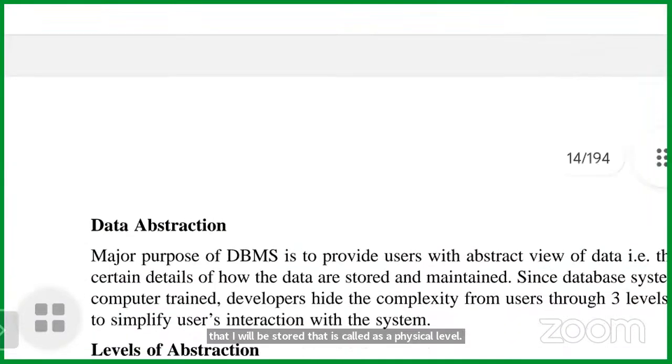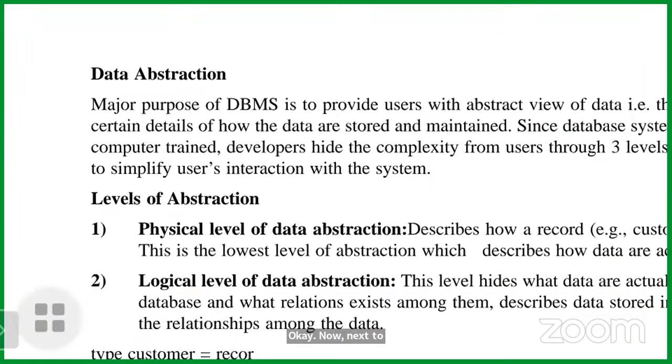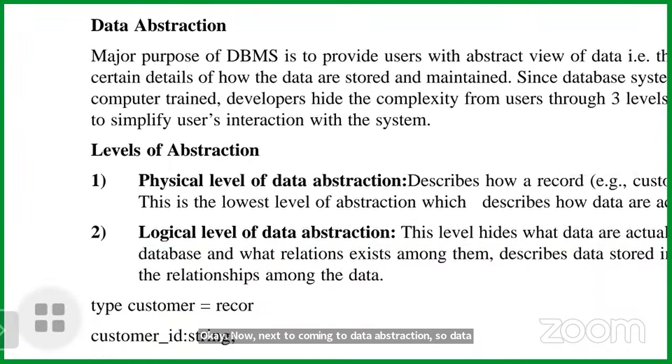Okay. Now next coming to data abstraction. So what does data abstraction mean here? Generally abstraction. Just now we saw the diagram: view level, physical level, and conceptual level means abstraction levels.